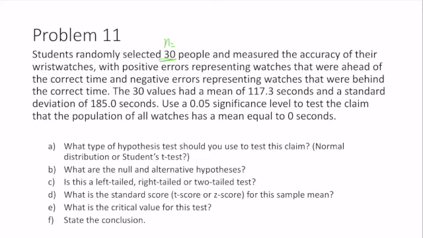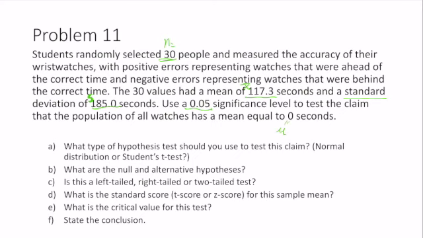The 30 values of our sample had a sample mean, right, because they're from our sample, had a mean of 117.3 seconds with a standard deviation of 185 seconds. So it's saying our 30 values had a standard deviation of 185 seconds. That's going to be an S, right? That's what we use to represent standard deviations of our sample. It tells us we're going to use a 0.05 significance level to test the claim that the population of all watches has a mean equal to 0.